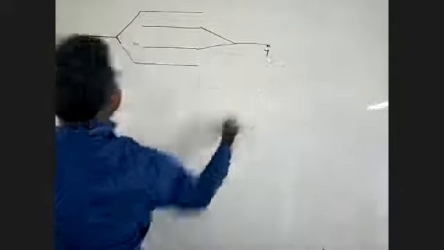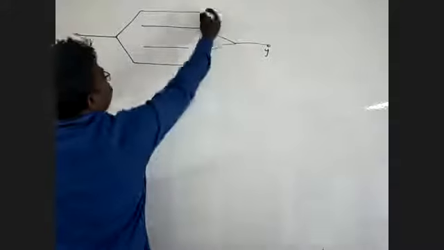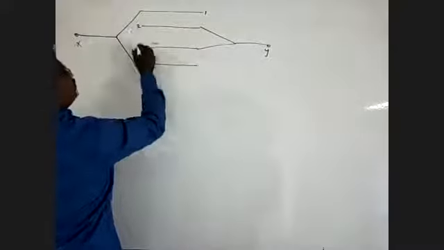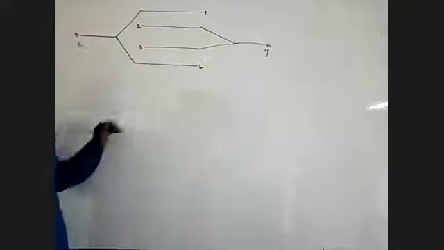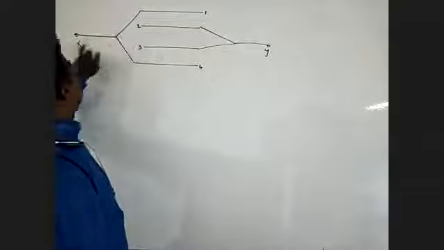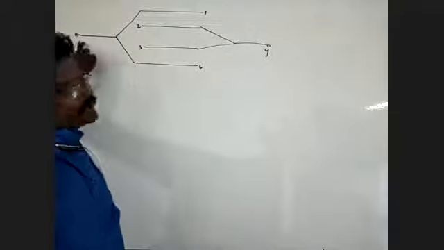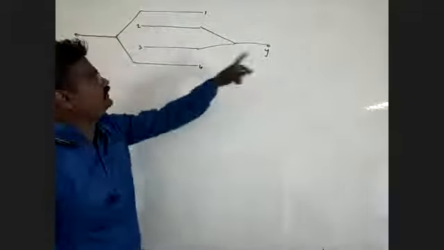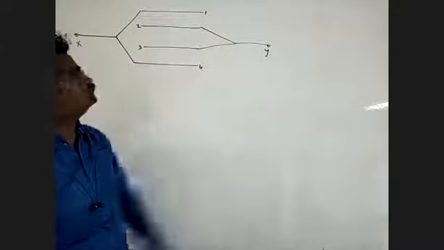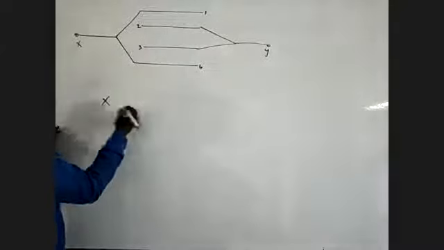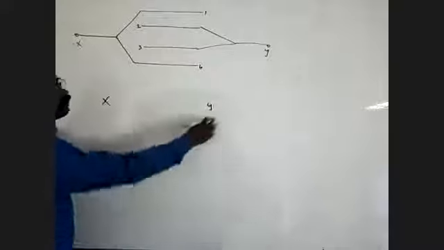This is connected to X. This is connected to Y. It's connected to X and Y. This is plate 1, plate 2, plate 3, plate 4. Plate 1 is connected to X. Plate 4 is also connected to X. Plate 2 is connected to Y. Plate 3 is connected to Y. This is the X terminal, Y terminal.